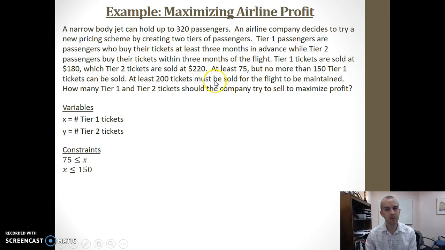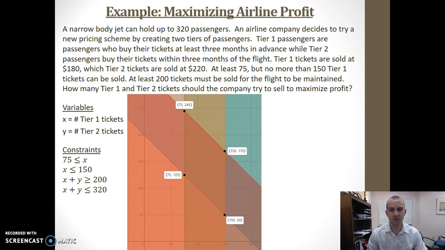My next constraint is I need to sell at least 200 tickets. And technically, the most tickets I can sell are 320, since there's 320 seats. So I know that when I add my two tickets together, they have to be greater than or equal to 200, but less than or equal to 320. So I have my four constraints. And now I can plug that into a graph and see what I end up with.